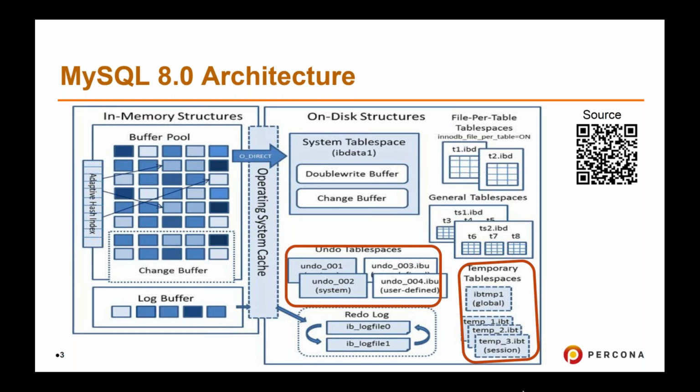The highlighted parts are the undo tablespace and the temporary tablespace. That is what changed majorly, I can say. And there is also the data dictionary part. We'll talk more about these highlighted parts in the further enhancements, but let's have an overview of the in-memory and on-disk structure. Next, please.